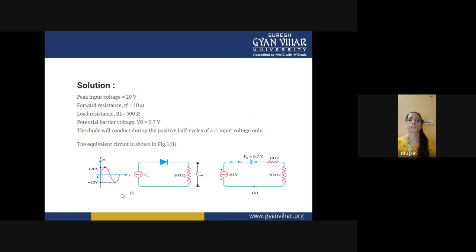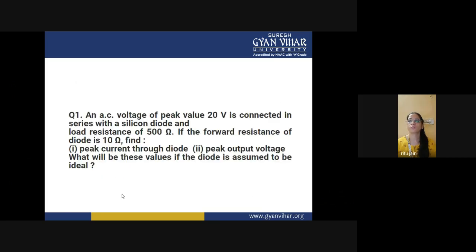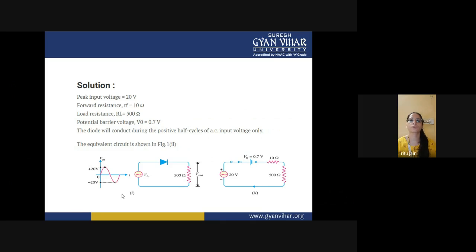Now the potential barrier voltage V naught, which is 0.7 volt, is not given in the question. We are assuming this voltage. So we are taking the barrier voltage as 0.7 volt. The diode will conduct during the positive half cycle, because you can see that the peak voltage of the AC voltage is 20 volt. The AC voltage is in supply, so it will have one positive cycle and one negative cycle.